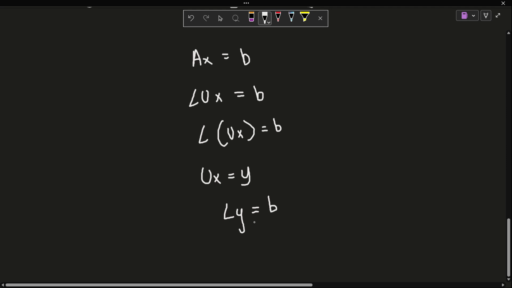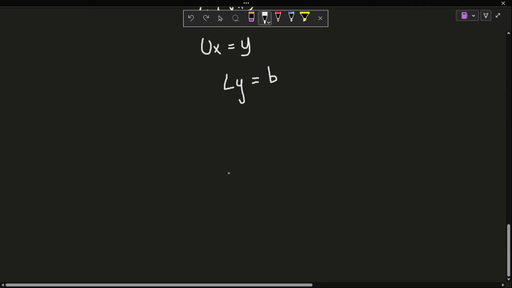So we know what B is, we know what L is, so we can find Y. And then once we find Y, we know what U is, so we can find X like that. And that's basically just the main logic behind using LU decomposition to find solutions to systems of simultaneous linear equations.